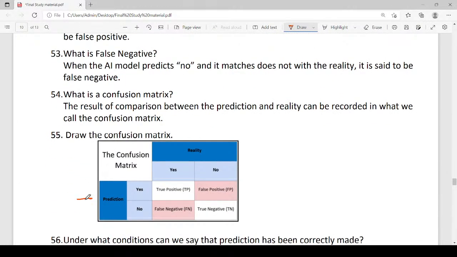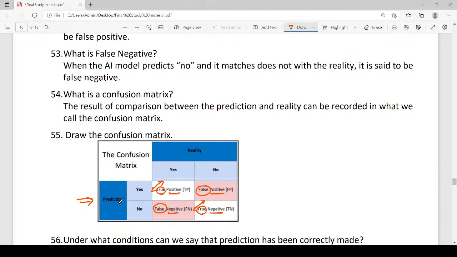Remember, always prediction is on the left side. Yes and no. Yes is positive prediction. Can you see? Positive is mentioned over here. When the machine predicts no, it is a negative prediction. You find the word negative here. Now when the prediction is matching, both are yes and yes, both are no and no, then you get the word true. Now here they are not matching, no and yes. So it is false.